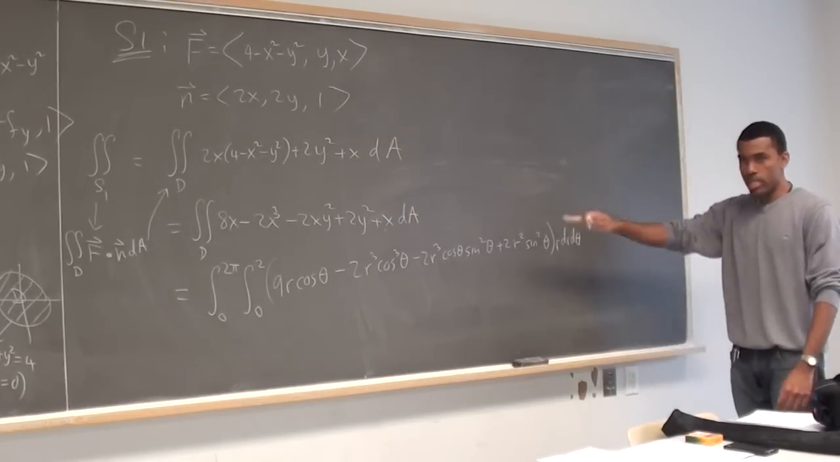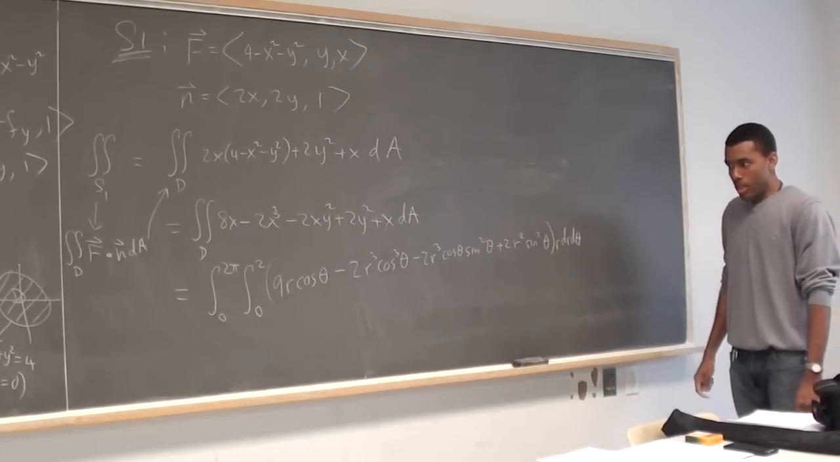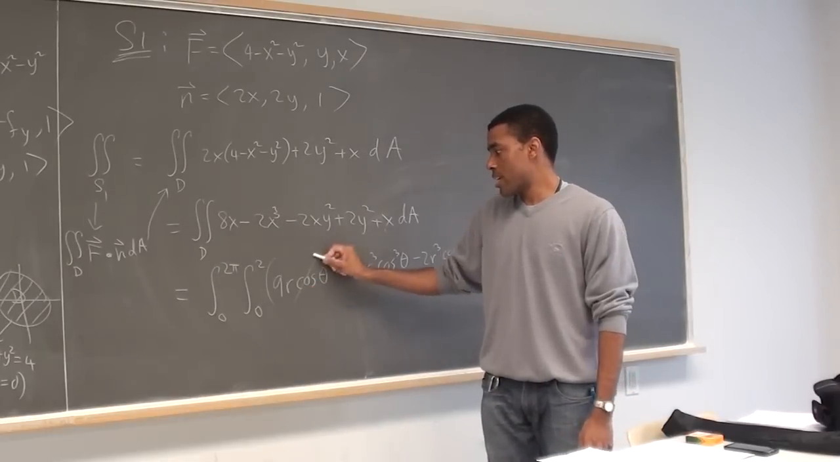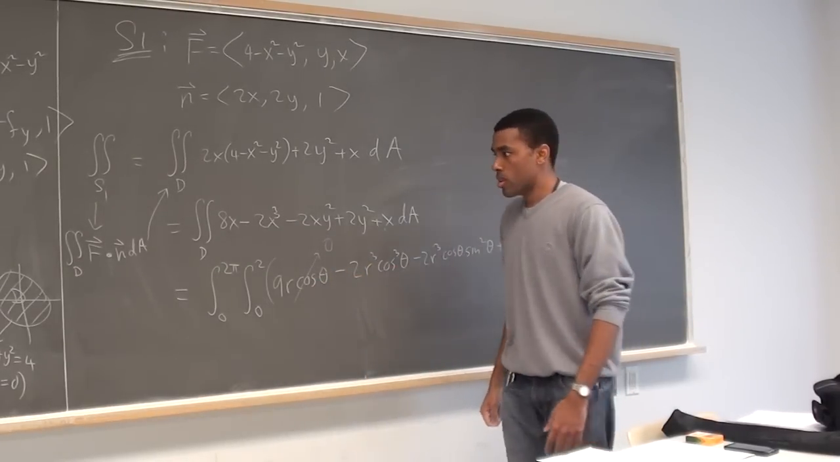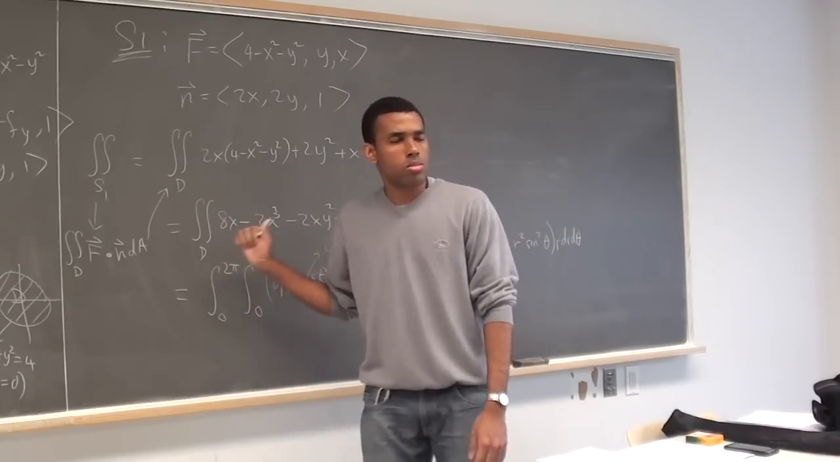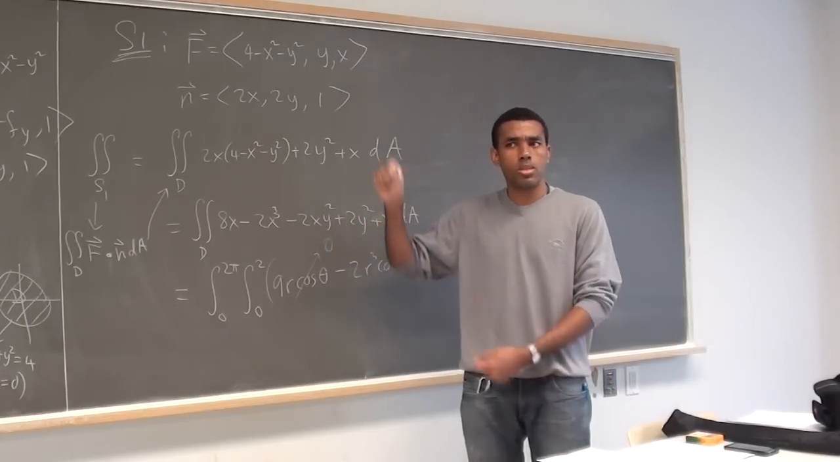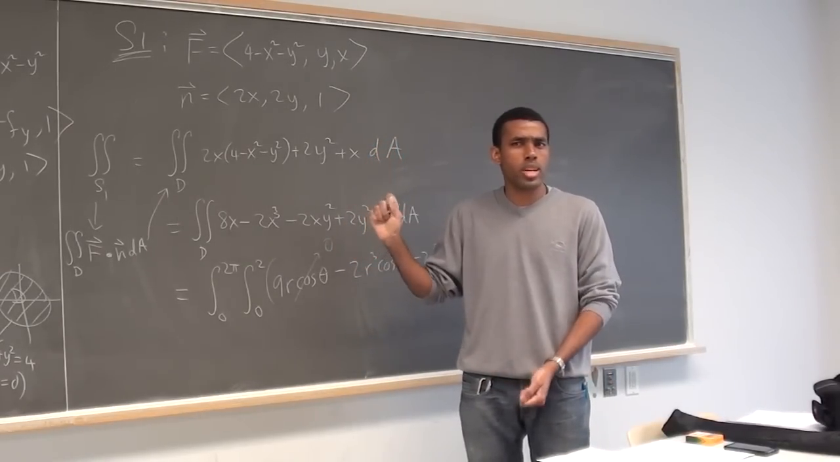So this is our setup. It looks really big and nasty, but we are going to be able to simplify this. First of all, I know that this term is going to go to zero, so just forget about it. I believe I told you that before. If you integrate sine or cosine over an interval which covers the period.